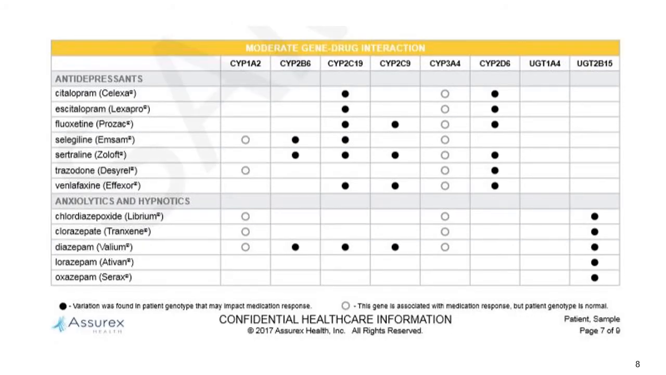And then in the following section, you'll also see this for the more major gene-drug interaction. It'll be a red title for that particular section. But this one is the moderate gene-drug interaction. And I want you to take a look at the citalopram because this patient has the ultra-rapid phenotype for CYP2C19 and the poor metabolizer phenotype for CYP2D6.